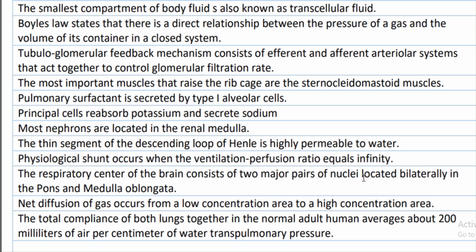Net diffusion of gas occurs from a low concentration area to a high concentration area. It is false. This is the other way around. Total compliance of both lungs together in a normal adult human average about 200 milliliters of air per centimeter of water transpulmonary pressure. This is true.